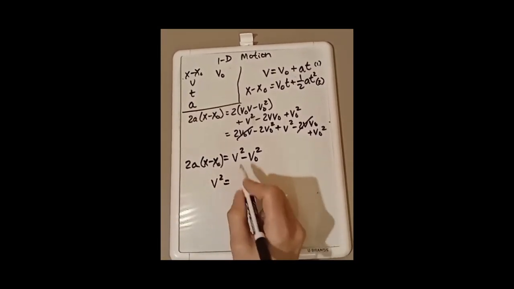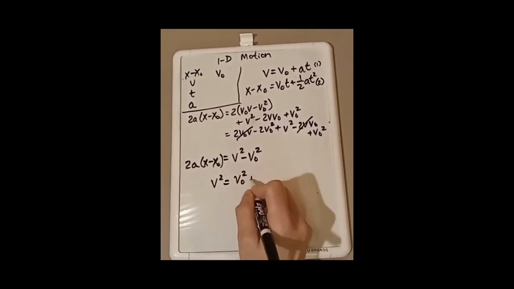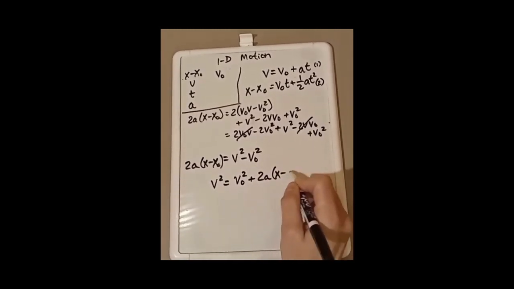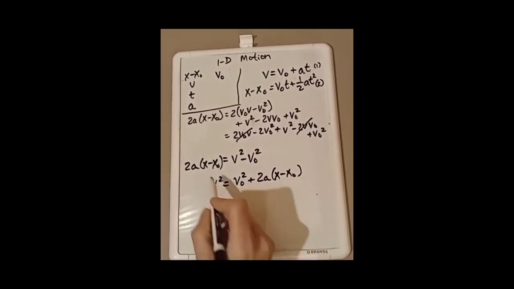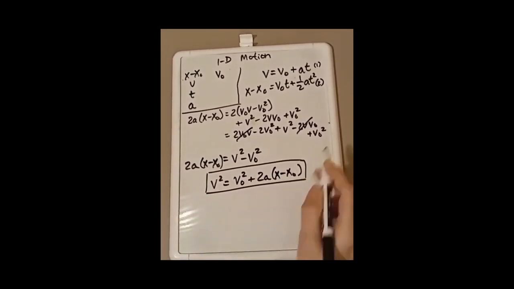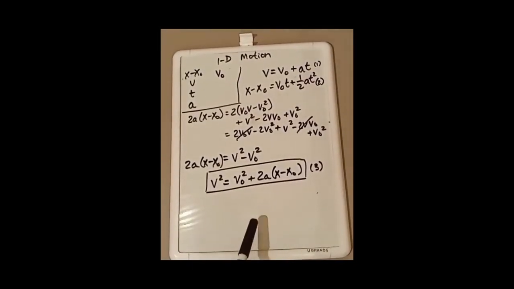So v squared is equal to v naught squared plus 2a times x minus x naught. And that is one of our 5 fundamental equations. Call that equation 3. So you can see in this equation, if you don't know the time component in your problem, it doesn't matter, we don't need it.